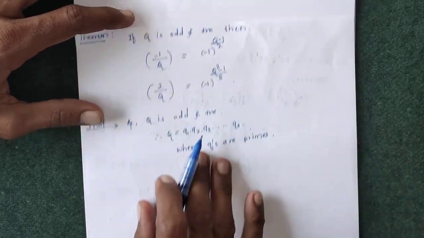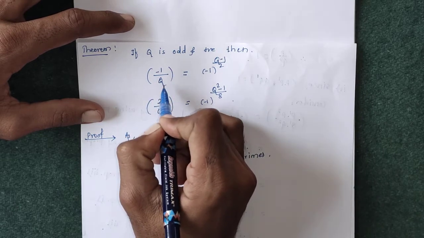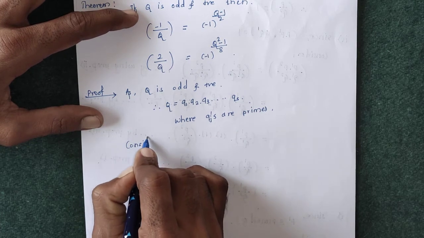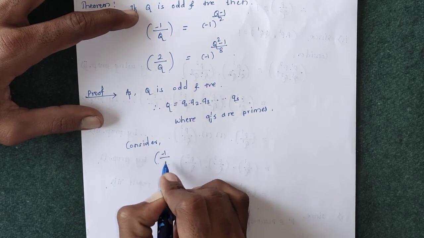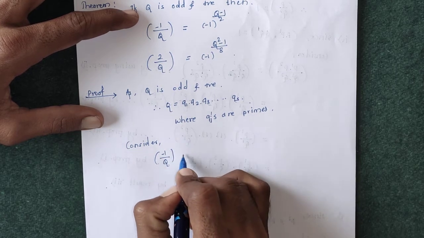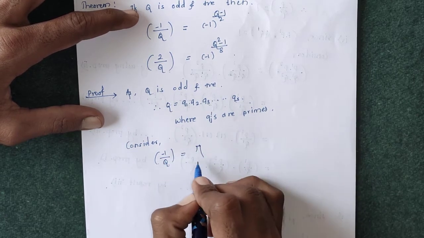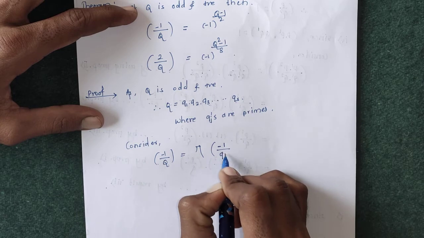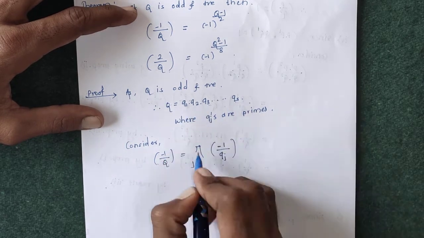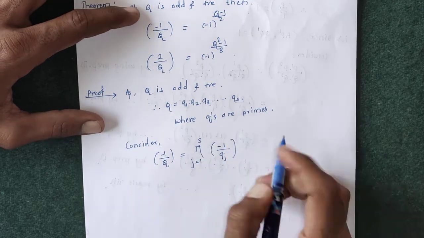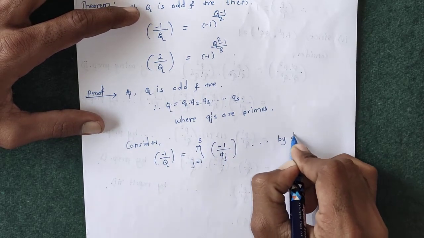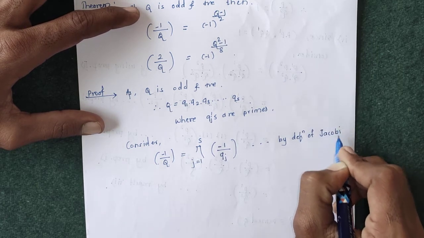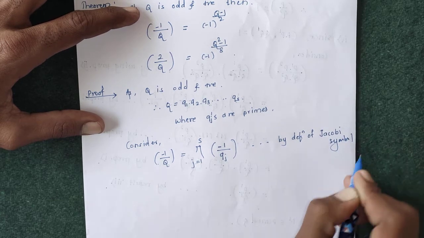Now, we are going to prove the first result. So, we are going to consider the Jacobi symbol of -1 and Q. By using the definition of Jacobi symbol, we can write this as the product of Legendre symbols of -1 and qj's, where j is running from 1 to s. This is by definition of Jacobi symbol.